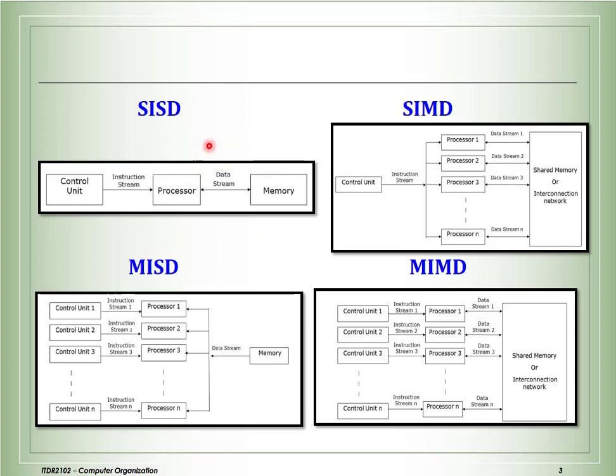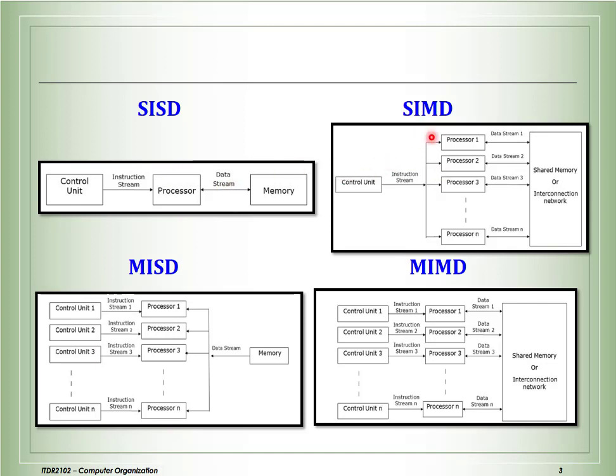Now we will discuss the Flynn classification of the computer system. There are four, as I told you. First, we start with single instruction and single data. Here you can see there is one processor, one control unit, and memory. One instruction is received from the control unit, and then one data stream operates from the memory. The uniprocessor is the example of this computer system, like if we have one processor in our computer system.